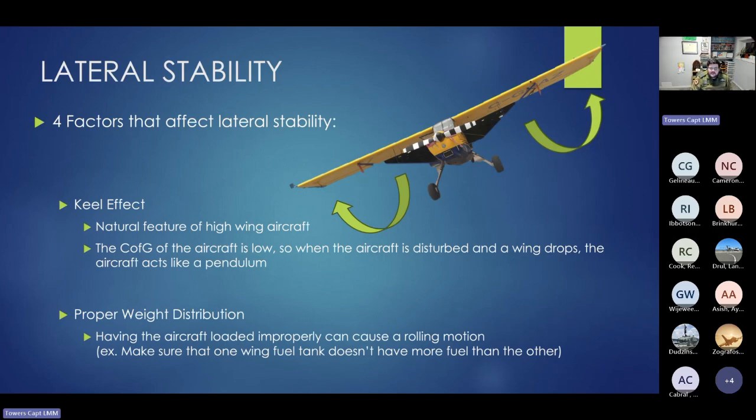And then proper weight distribution. Having the aircraft loaded improperly can cause a rolling motion. So if you have wing fuel tanks, and one wing is completely empty and the other one is completely full, what do you think that's going to do to your lateral stability?